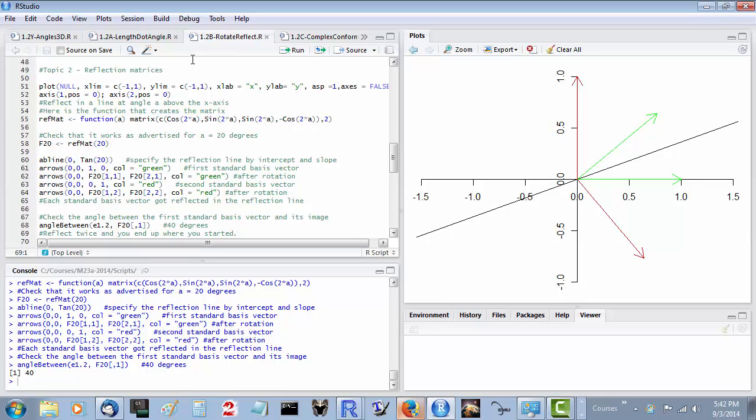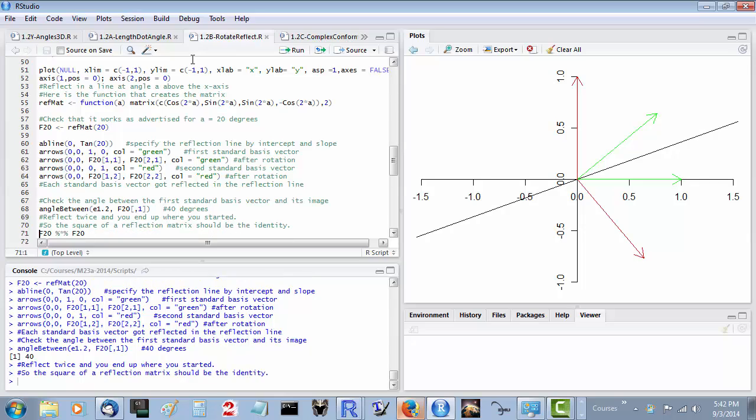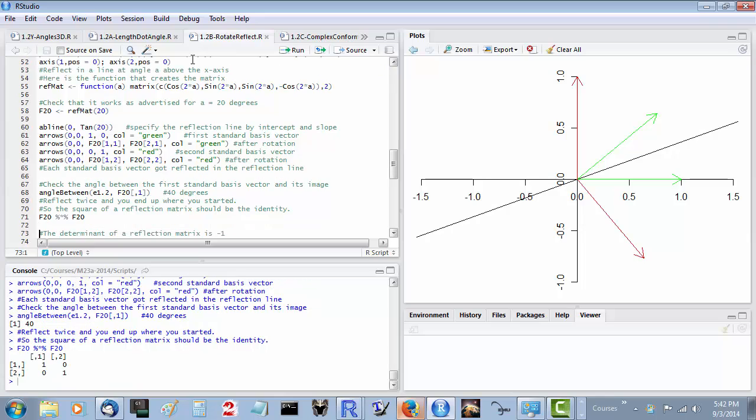What happens if you reflect twice? Well, you end up exactly where you started, don't you? And in terms of matrices, that means that the square of any reflection matrix should be the identity matrix. Sure enough, if I multiply F20 by itself, I get the 2 by 2 identity matrix.